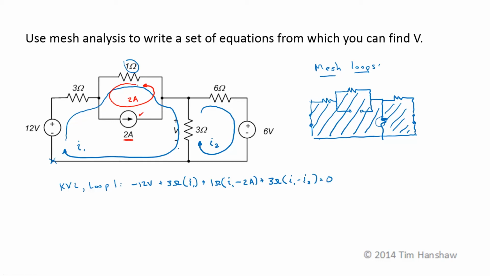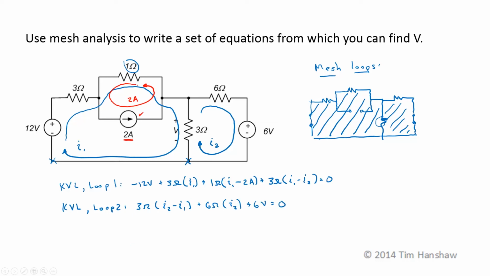Notice that I'm not caring about the voltage V that I'm ultimately trying to find. I'm only working with the mesh loops when I'm writing KVL. So KVL loop 2, starting down at this lower left-hand corner, 3 ohms times (I2 minus I1) now, plus 6 ohms times I2, which is the only mesh current going through that resistor, plus 6 volts is equal to 0.